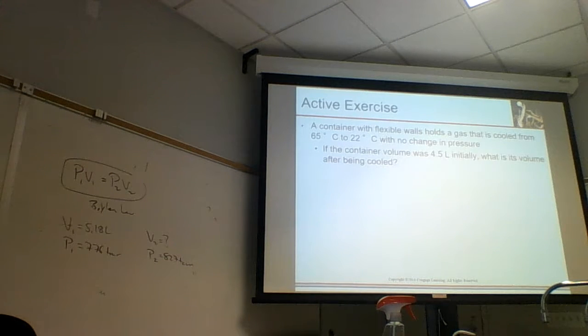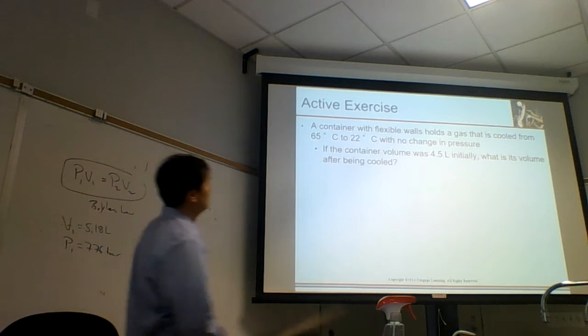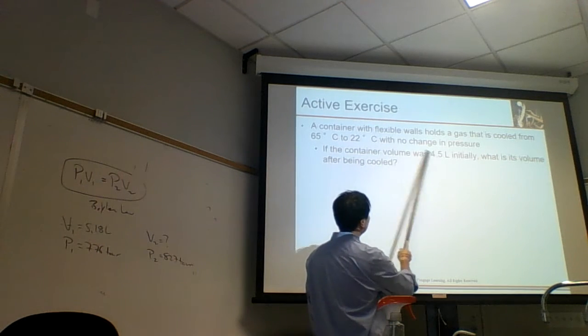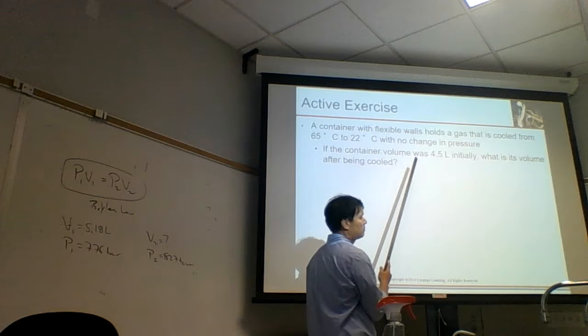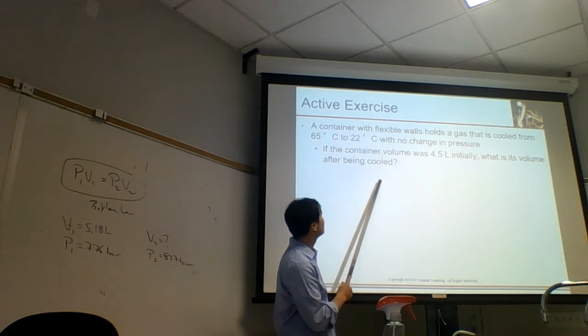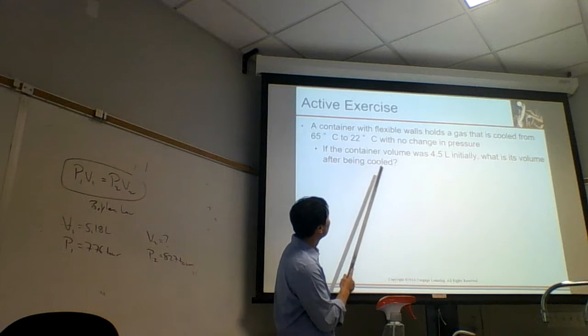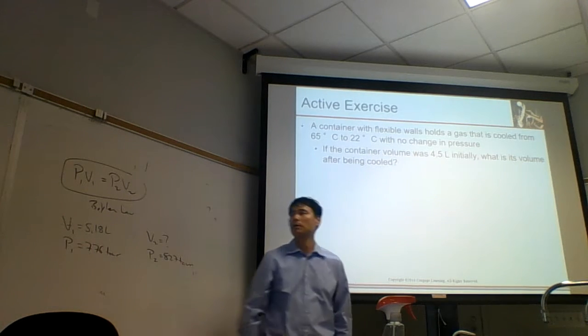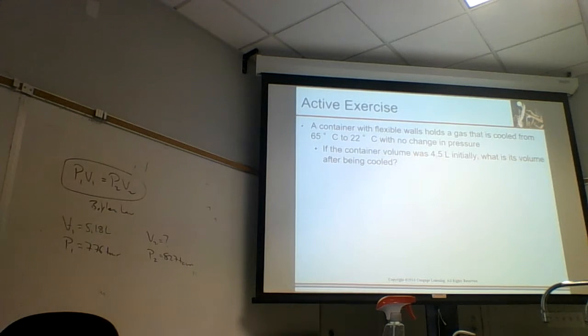Okay, if we go to the previous problem here, they give us the temperatures and volumes. What's going on with the pressure? Well, they said there's no change in pressure. So if there's no change in pressure, then P1 and P2 are the same thing and they cancel out, and we're left with Charles' law. So we can see that Charles' law and Boyle's law come from this.